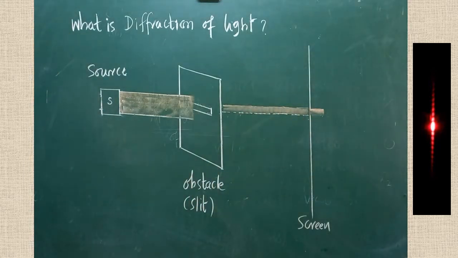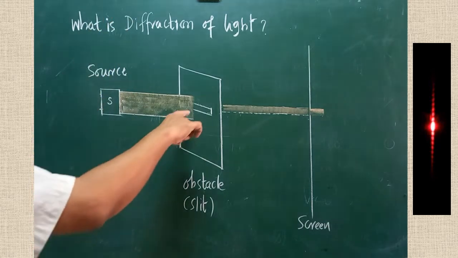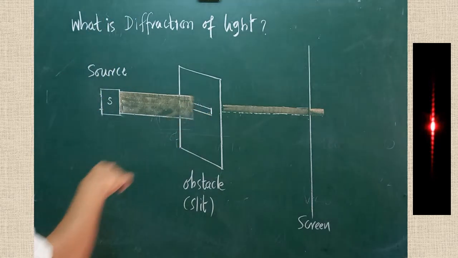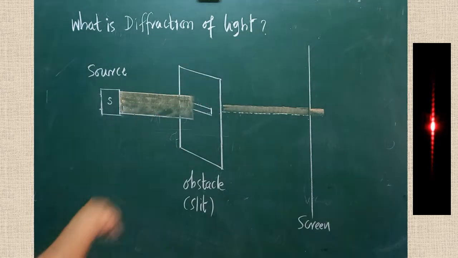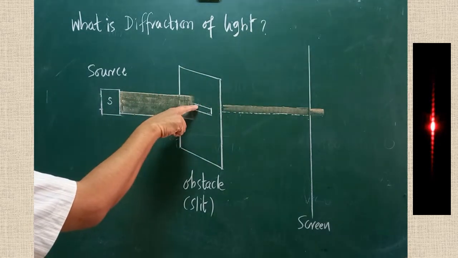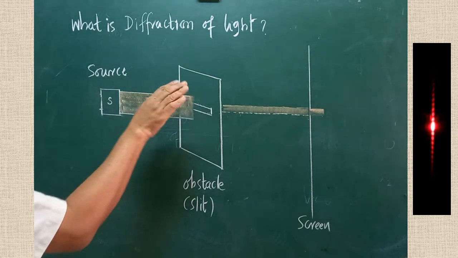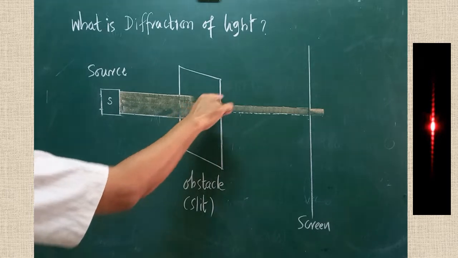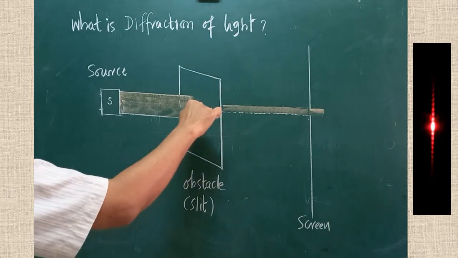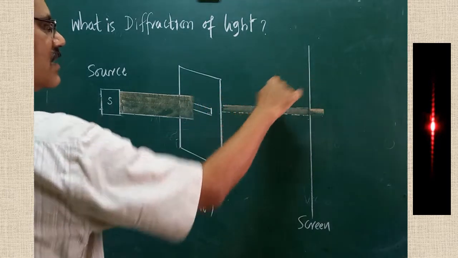Due to the diffraction effect, when the light is incident on the obstacle, the light rays start to bend around the obstacle. As soon as it is incident on the obstacle, around the edges, what happens? The light starts bending. After bending, it bends in this direction.